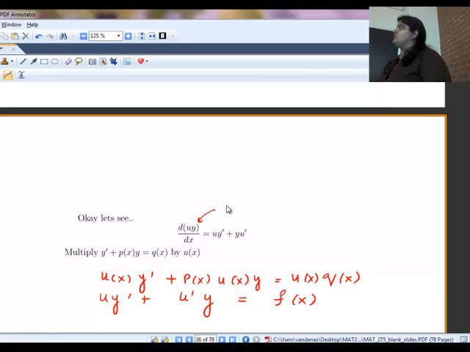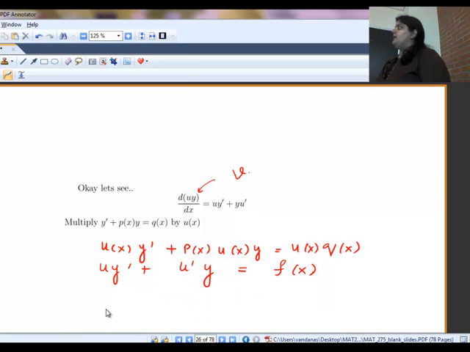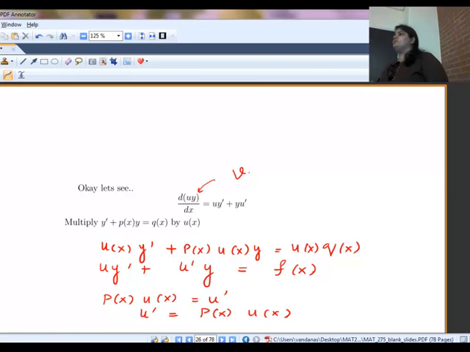If u times y will become my v, right? So this is combining here. So basically first, what is u? I can compare these two terms. So I'll get p(x) u(x) to be equal to u prime, or I will rewrite it as u prime equals p(x) times u(x). Can we solve for this u? p(x) is given to us from the problem, right? From the first order linear problem, p(x) is known to us. So if you have p(x), can you solve for u? This equation.